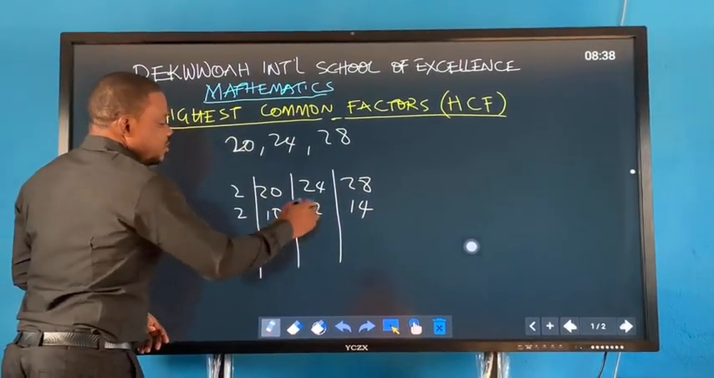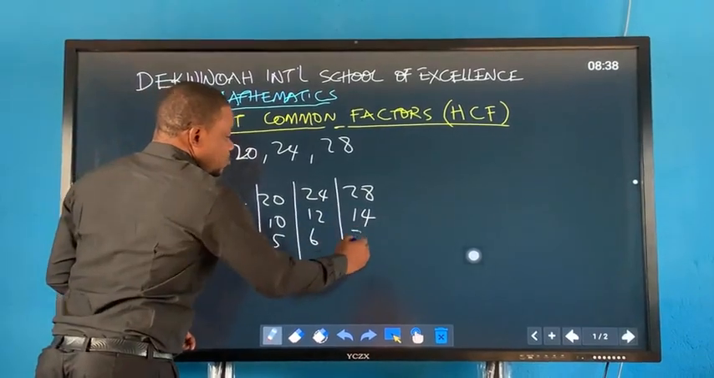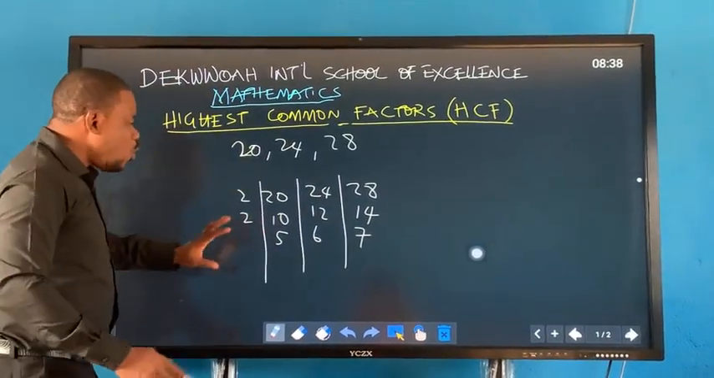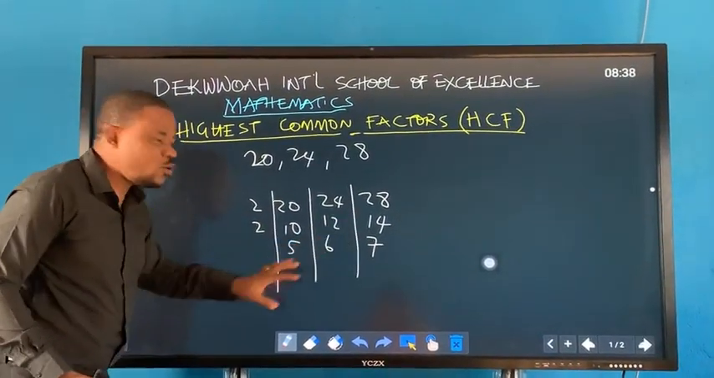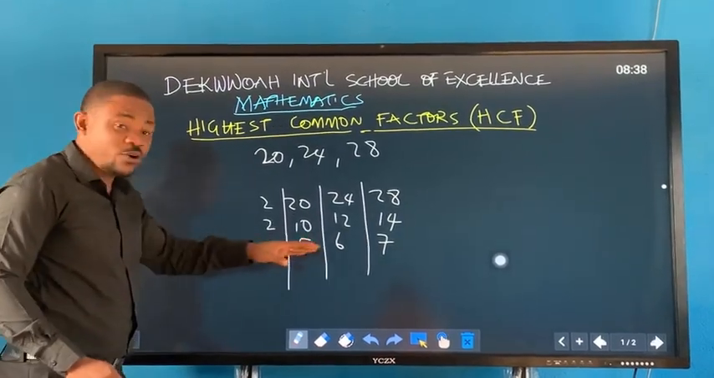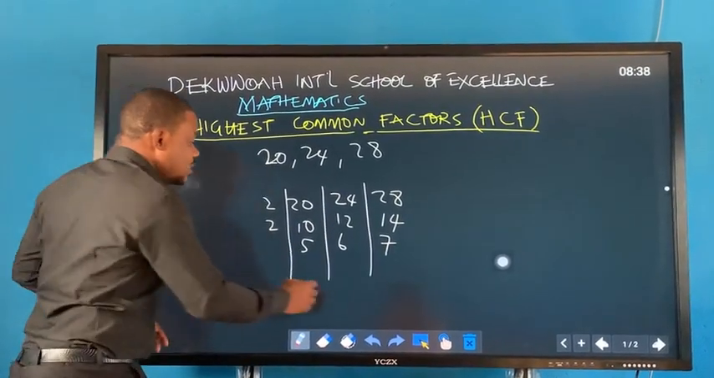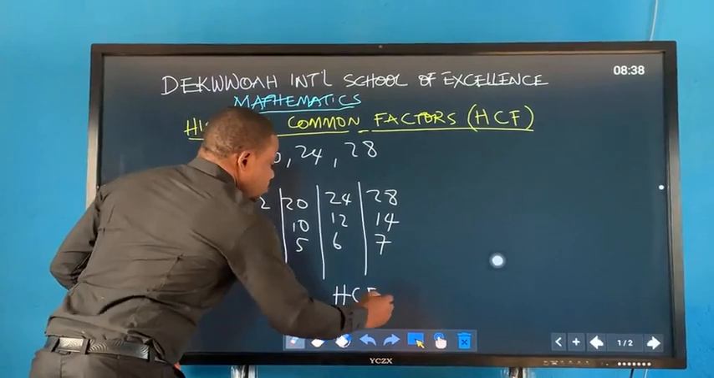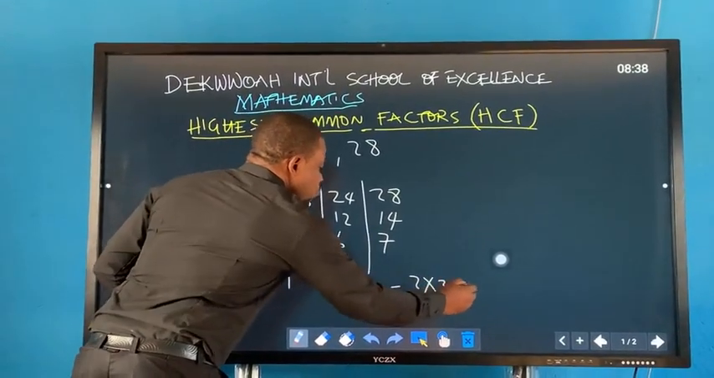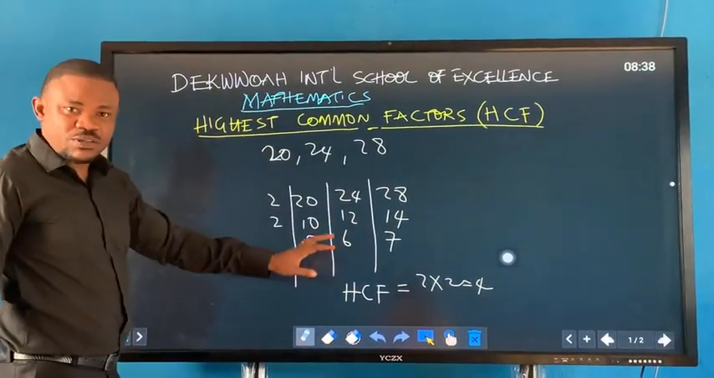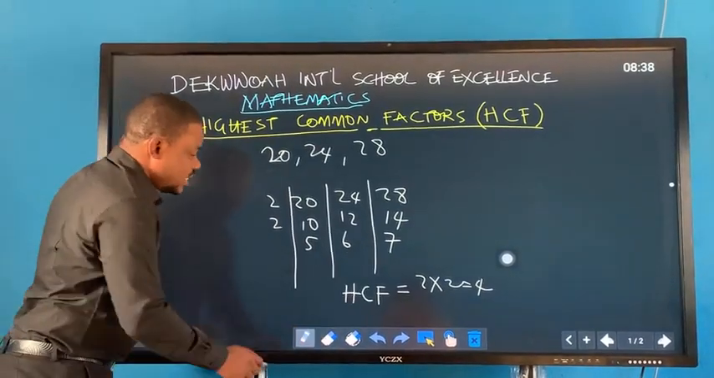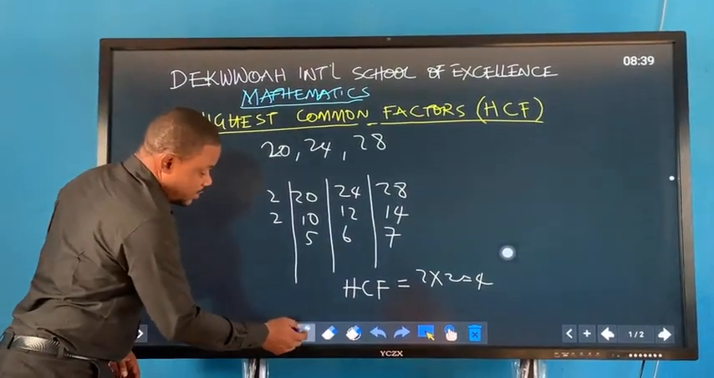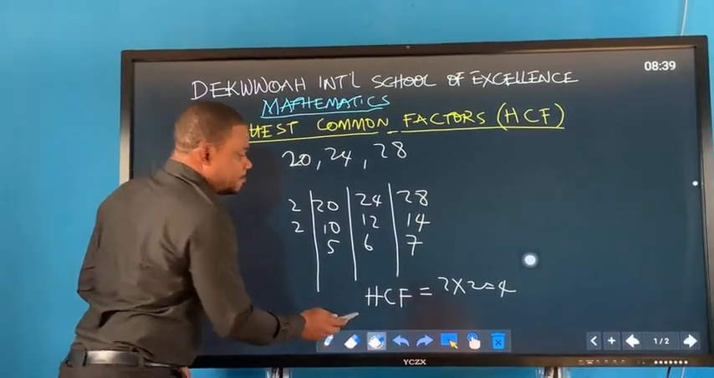2 can still divide everything. This will give me 5, this will give me 6, and this will give me 7. There's no other number that can divide all of these without a remainder. So my highest common factor becomes 2 times 2, which is equal to 4. This is method 3. Let me try one other set of numbers, then we'll do this. Alright? Okay.